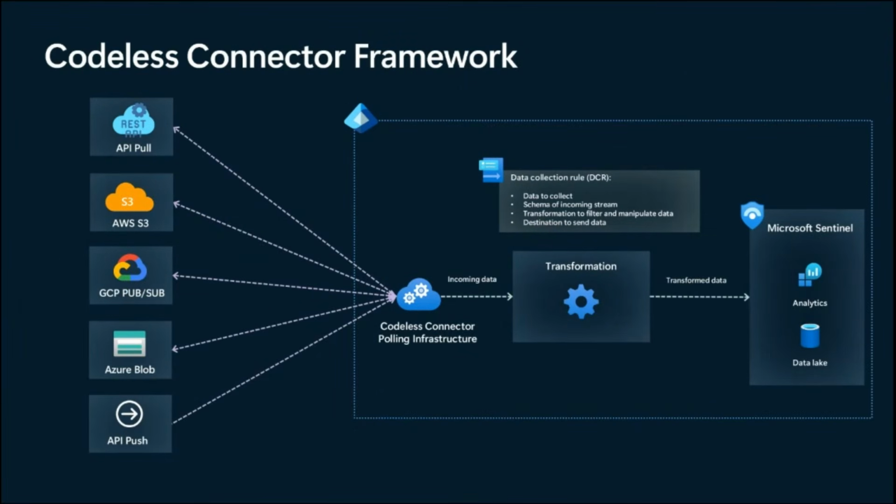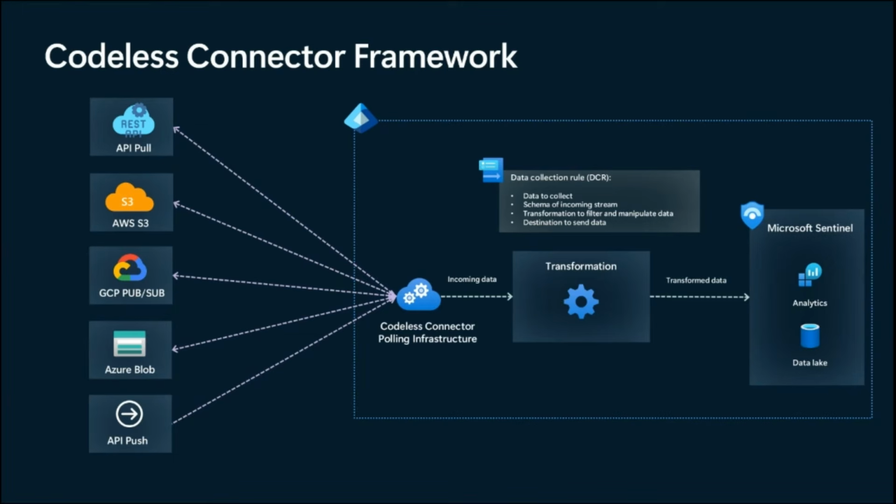So it supports various different sources. Typically, the most popular one is pulling the data from the REST API endpoints. So we have different authentication models and pagination types, which are supported and handled. You can also pull data from AWS S3 buckets. You can also pull data from GCP PubSub. You can pull data from Azure Blobs.